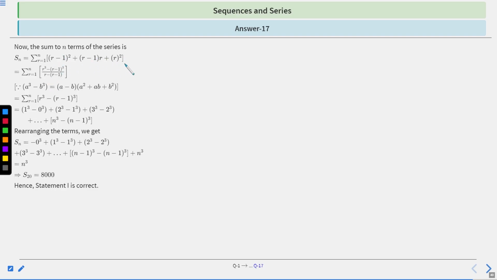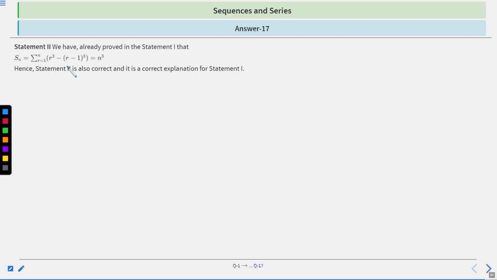Since this is in GP, it will equal summation of R equal to 1 to n of (R cube minus (R minus 1) cube) upon (R minus (R minus 1)). Since we know that A cube minus B cube is (A minus B) into (A square plus AB plus B square), this term will equal summation of R equal to 1 to n of R cube minus (R minus 1) cube. After solving and rearranging, we get S20 as 8000. So hence statement 1 is correct.